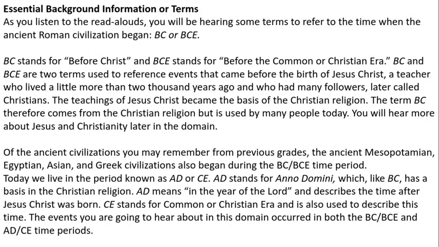So BC and BCE are two terms used to reference events that came before the birth of Jesus Christ. And Jesus Christ is a teacher who lived a little more than 2,000 years ago and who had many followers, later called Christians. And Christians believe that Jesus is actually the Son of God. His teachings and his life and what he did are what Christians believe in. It's the basis of the Christian religion. So even though the term BC is a Christian term, other people also use it to think about time.